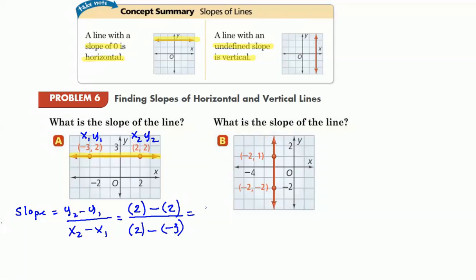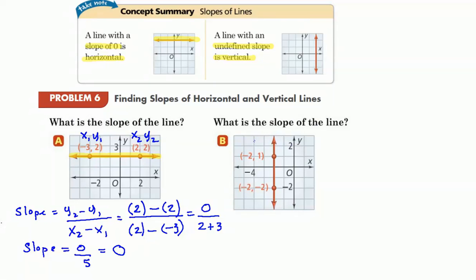So 2 minus 2 is a 0. And then on the bottom I have a negative and a negative, which is really just 2 plus 3. So my final slope is going to be 0 over 5. 0 over 5, when you plug it in the calculator, you get a 0. So it verifies that a horizontal line has a 0 slope.